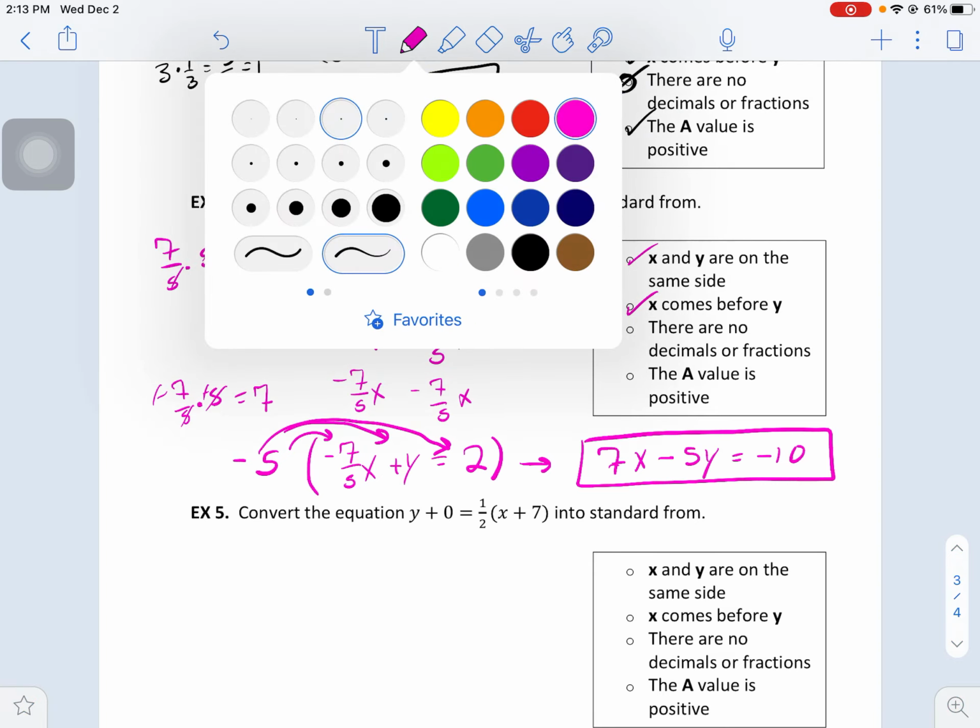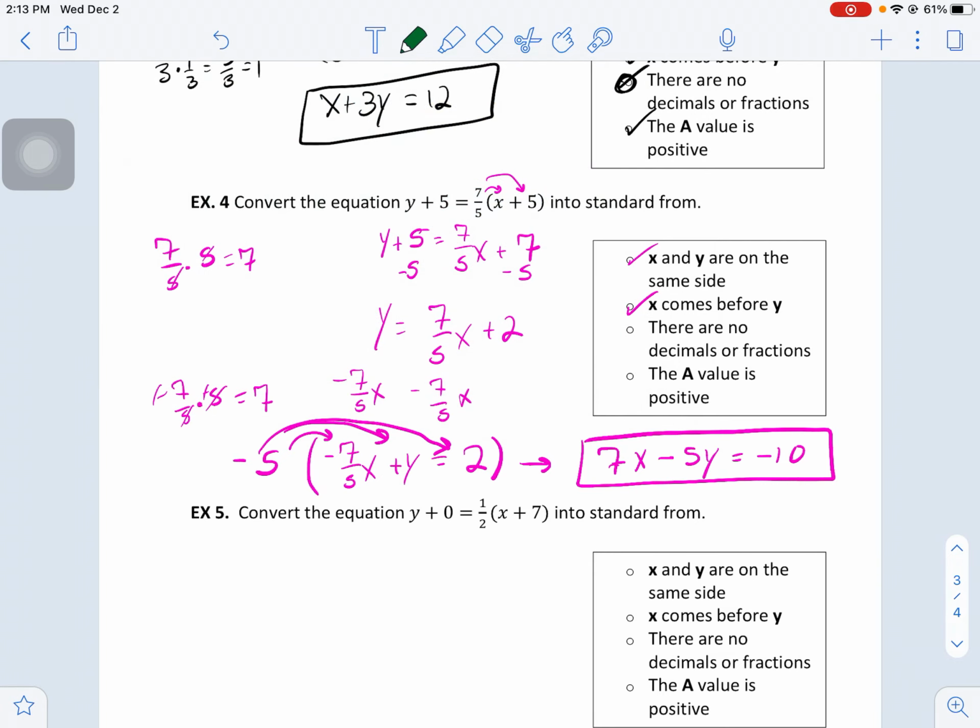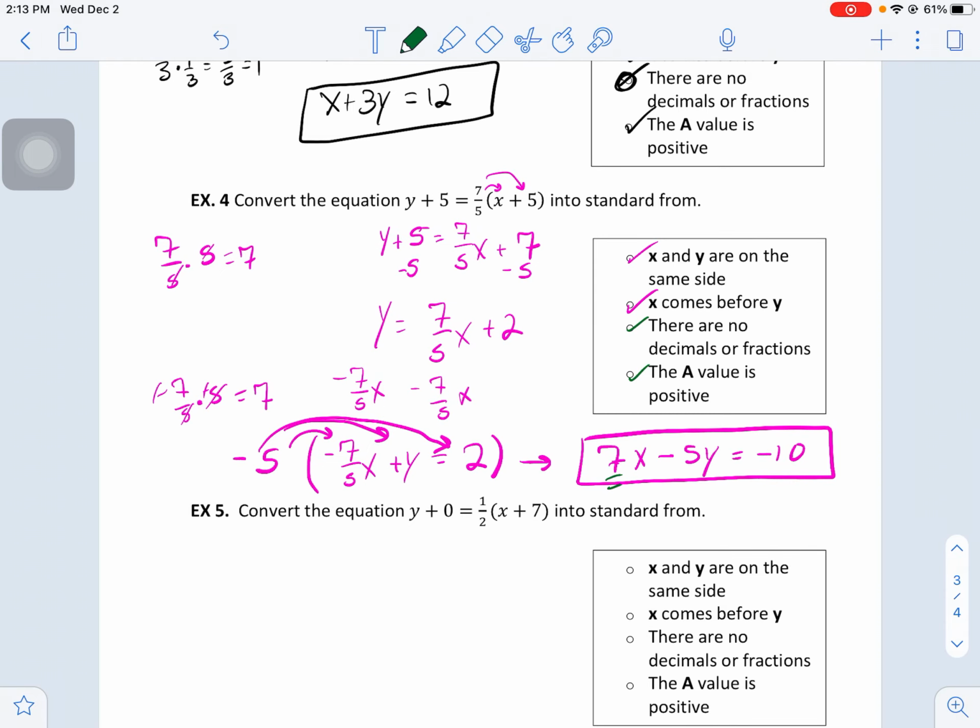Sweet, so that one is definitely a lot more involved, right? Think of all the extra steps we had to do there. But after that, we made sure there are no more decimals, and a is now positive 7.